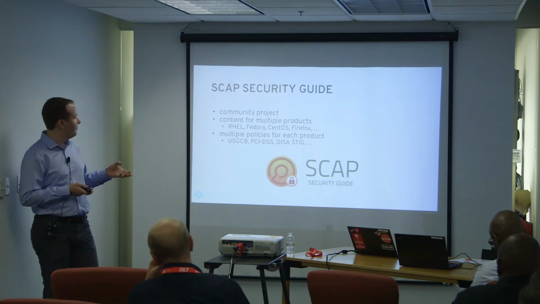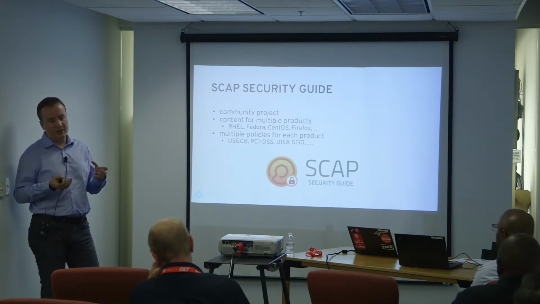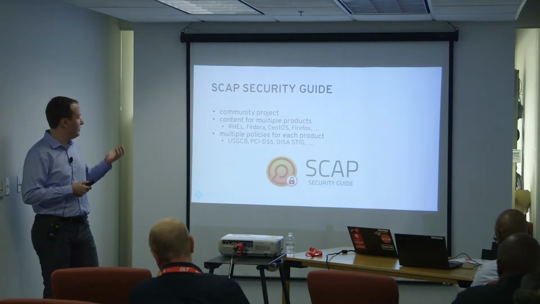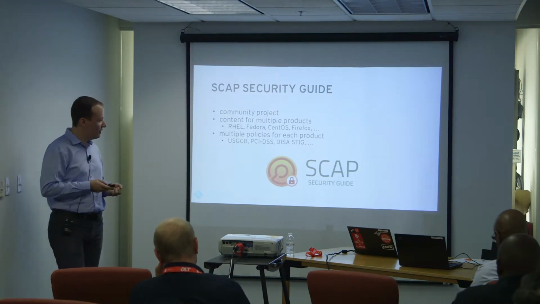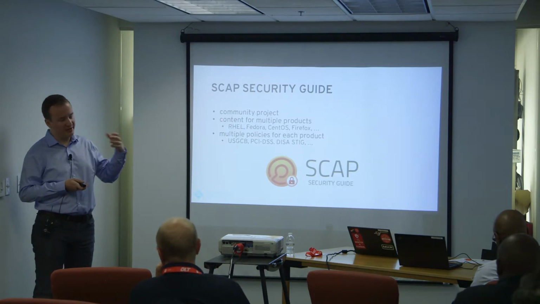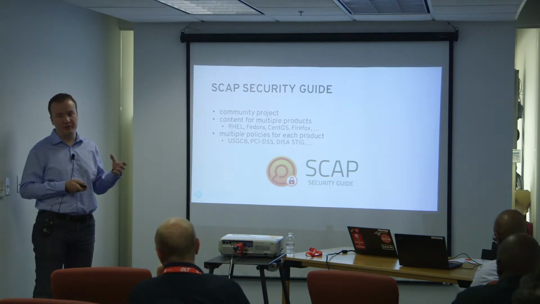So you can think of each of these products as a library of rules that you can mix and match together to create profiles. An example of a profile would be USGCB or PCI DSS, DISA STIG, and so on for RHEL 7. So even though you said that you're scanning RHEL 7, you still need to set which profile you're going to use.